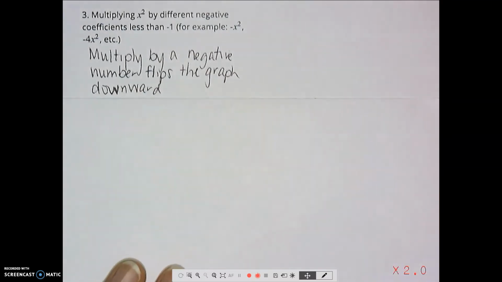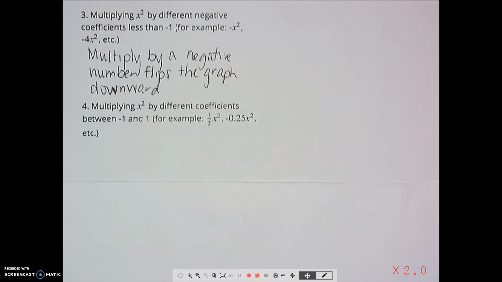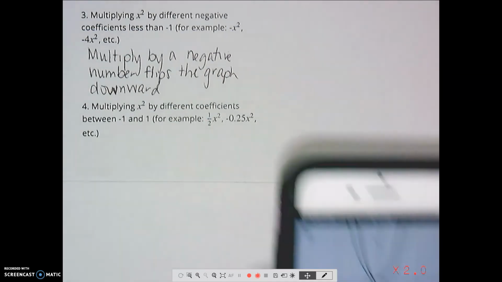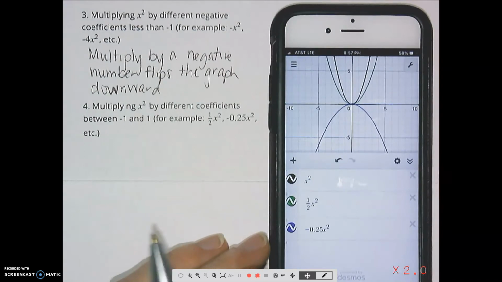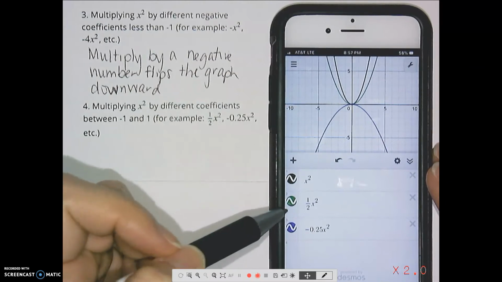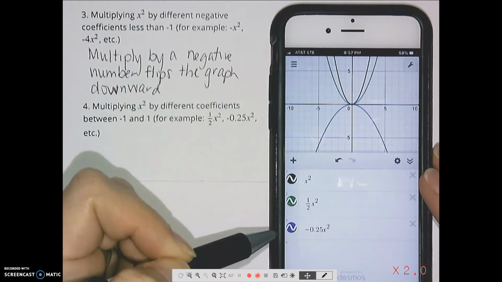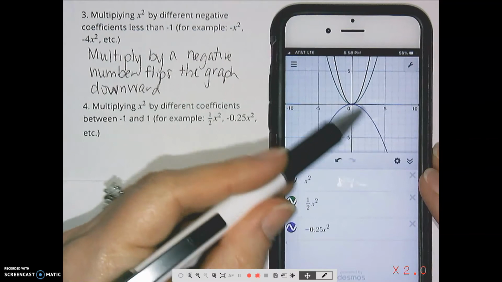Okay? One last set to look at with this. We're going to look at what happens if we multiply x squared by different coefficients between negative 1 and positive 1. They've given us some examples. Our original is still in black, y equals x squared. We have y equals 1/2 x squared, which is the green. And then we have y equals negative 25/100 x squared. That's going to be the purple.